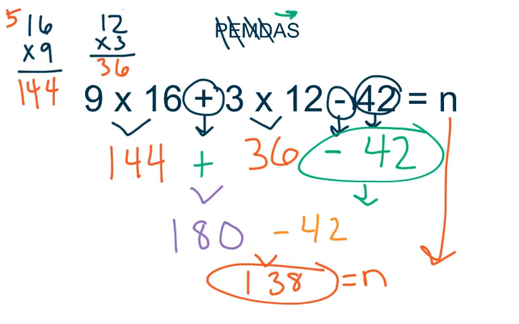So I solved my multiplication first. I solved 9 times 16. I brought down my addition sign. I then solved 3 times 12. I brought down my subtraction sign. I brought down my 42. And then I solved my addition and subtraction in the order that I saw it. So I added first and then I subtracted.